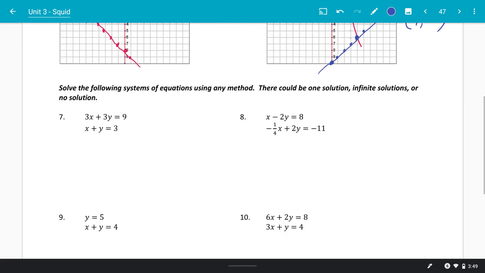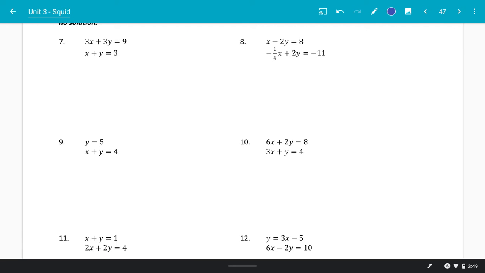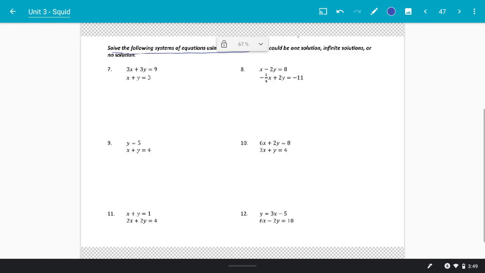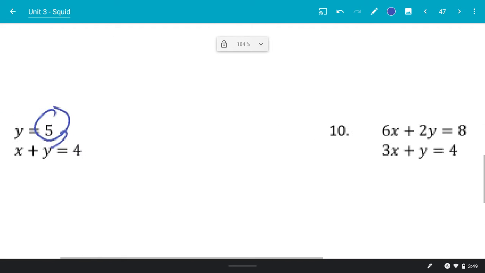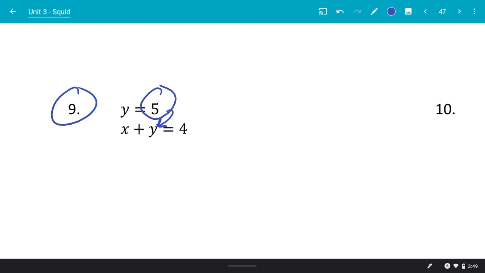The next set, it says solve the systems using any method. Any method I so choose. I'm going to do a couple of these, and then I'm going to show you something genius and go from there. Number 9 is set up for substitution. I can substitute that 5 in for that y right there. So x plus 5 equals 4. Subtract 5 from both sides. x equals -1. So my solution is (-1, 5).